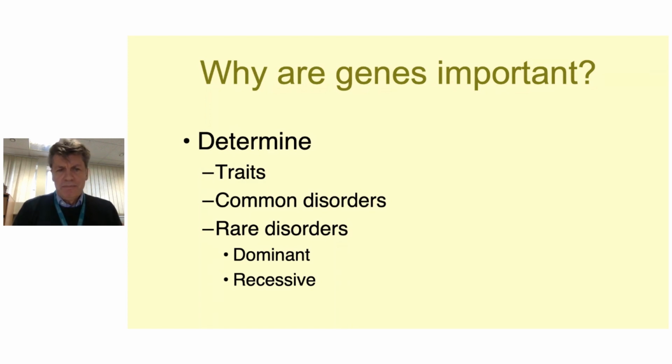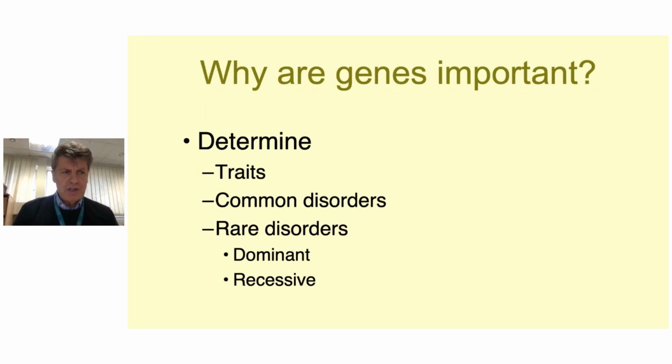In medicine, disorders can be divided into two types, common or complex disorders or rare disorders. And complex disorders are those such as rheumatoid arthritis or inflammatory bowel disease, type 1 diabetes, type 2 diabetes. The majority of disorders which doctors and medicine are concerned about are complex diseases.